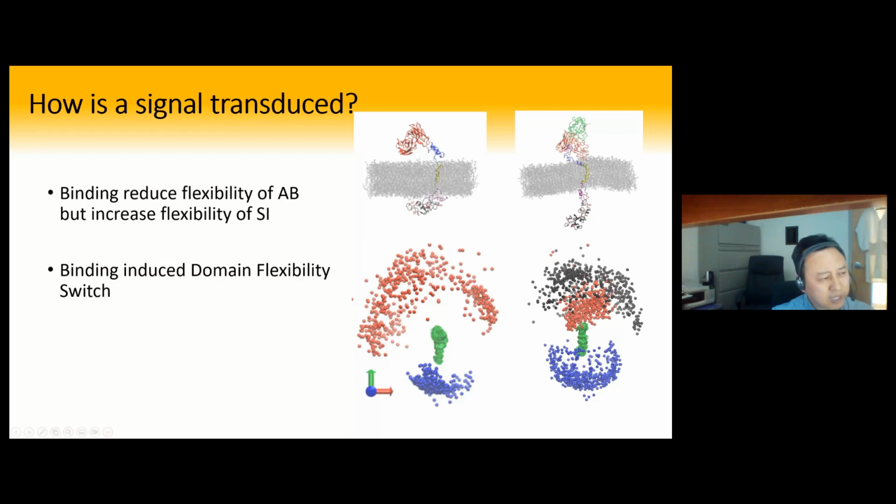Before binding, this portion is looking for the antigen, and this portion is hiding from the kinase. And when you bind with this one, now this part starts to search for the kinase. So that's the binding-induced domain flexibility switch.